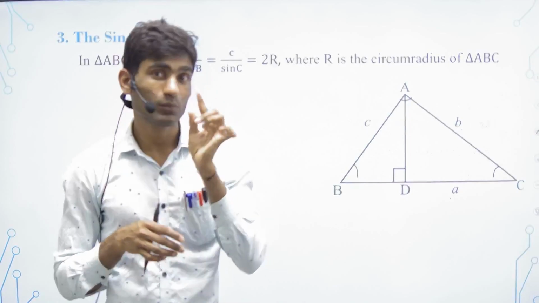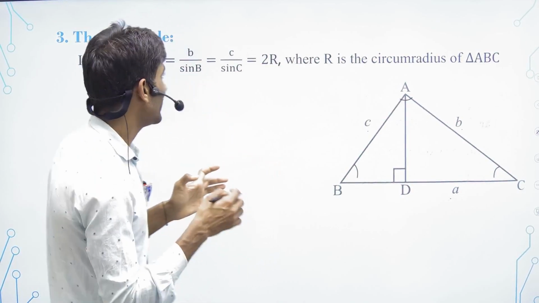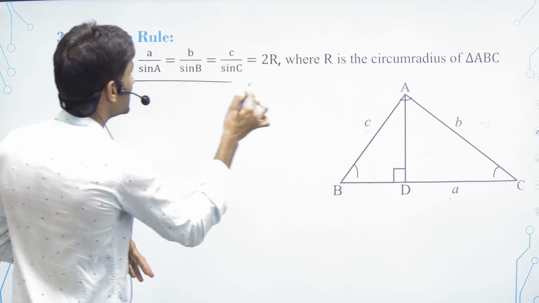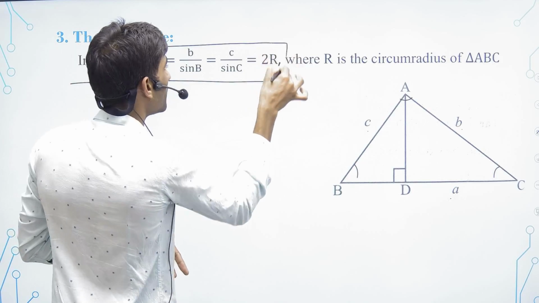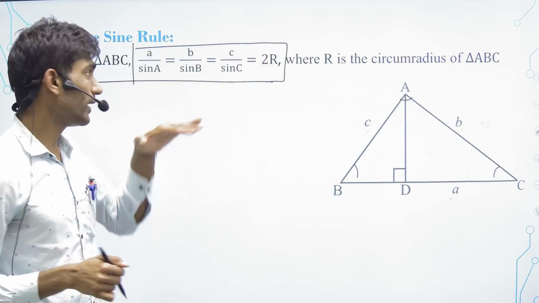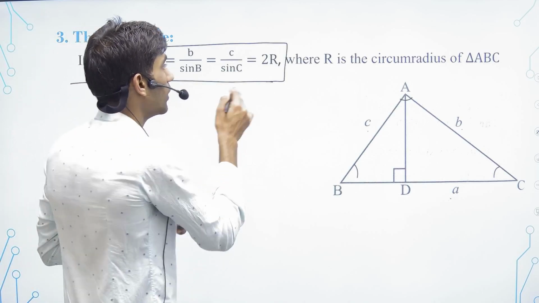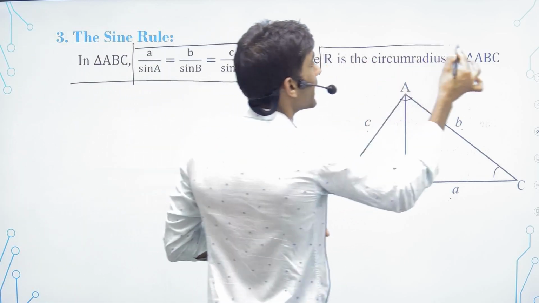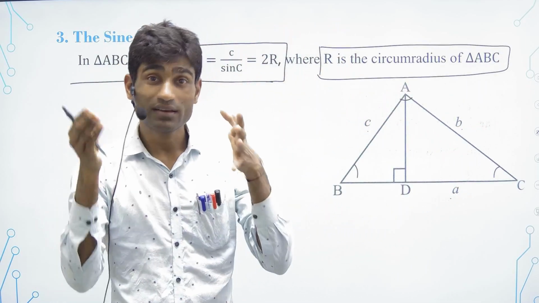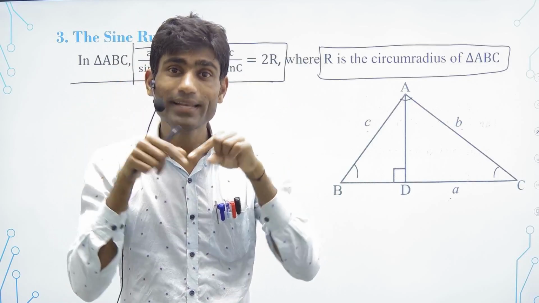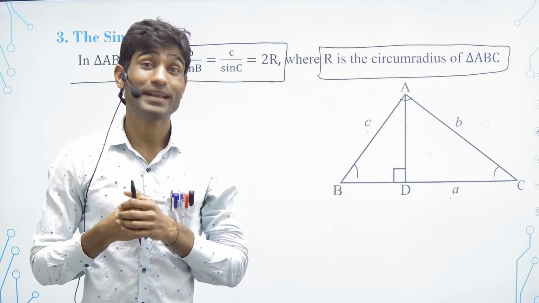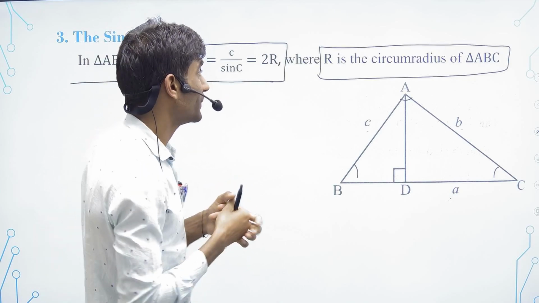Now let's start the proof of our sine rule. Here, in a triangle ABC, we have to prove that a upon sin A, b upon sin B, which is equal to c upon sin C, is equal to 2R. So we have to prove this rule. Here R is the circumradius of triangle ABC. So what is meant by circumradius? If we draw a circle through any kind of triangle, then for that triangle we consider its circumradius. We'll see that circumradius later on.